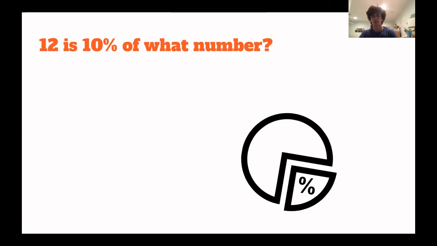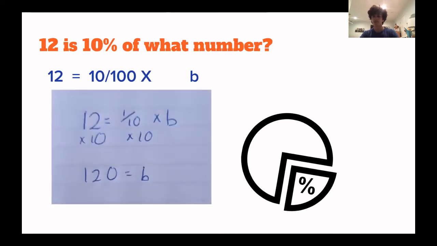The last example we're going to be going over will involve solving for the whole. 12 is 10% of what number? To solve this problem, we should first set up our equation. 12 equals 10 over 100 times b. We know that 10% is equal to 1/10. So to isolate b, we can multiply both sides by 10 to find that b is equal to 120.